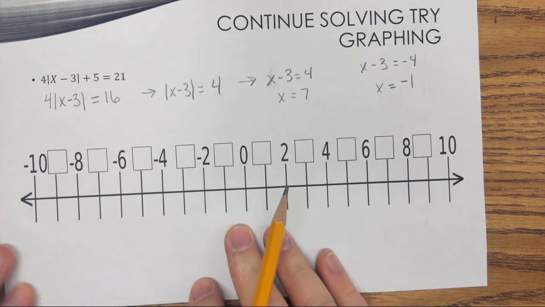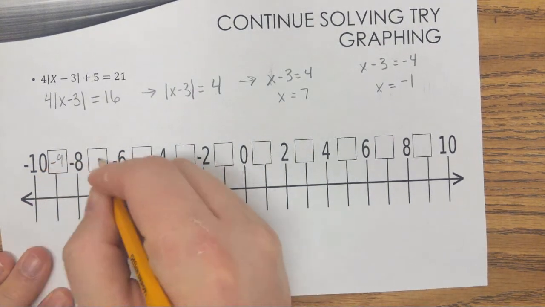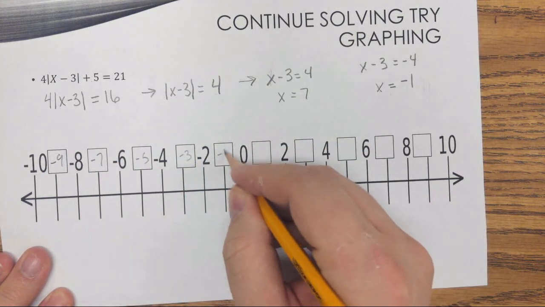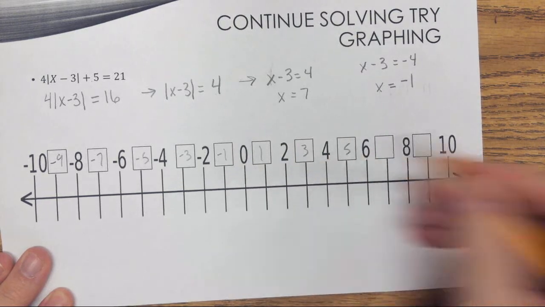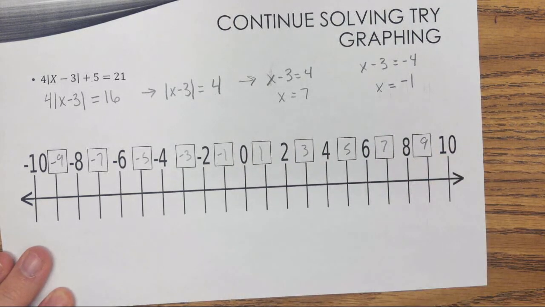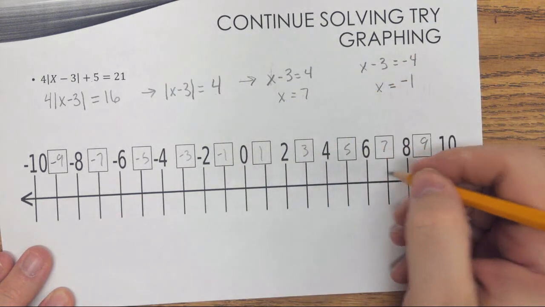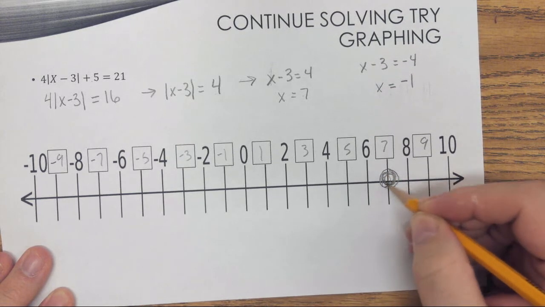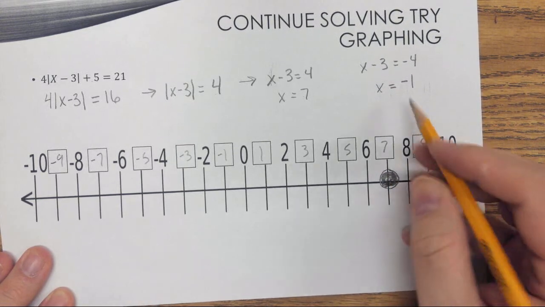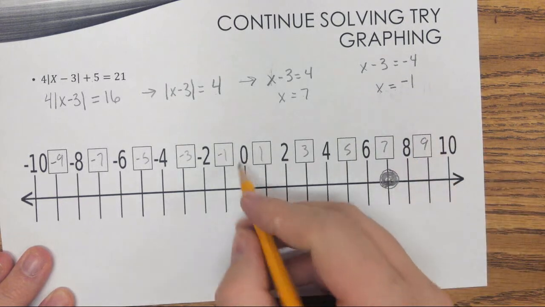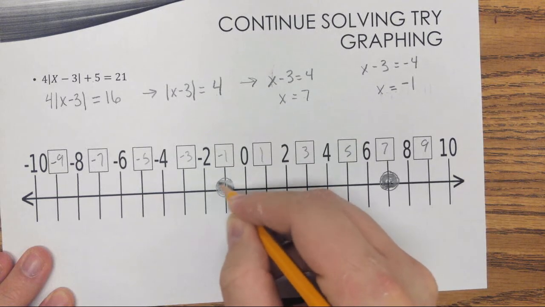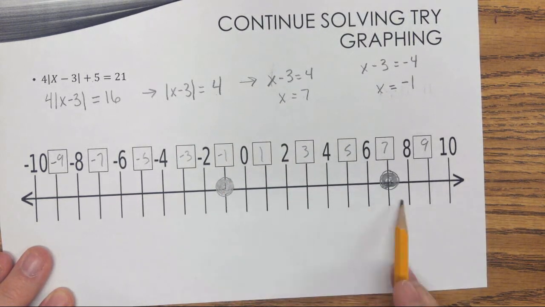Here's a nice pretty number line. Let's fill in the rest. Negative 9, negative 7, negative 5, negative 3, negative 1, 1, 3, 5, 7, and 9. One of our solutions here is x equals 7. So we'll come here to 7 and put a dot. The other solution is x equals negative 1. I come down here to negative 1 and I put a dot. There are our two solutions to this equation.